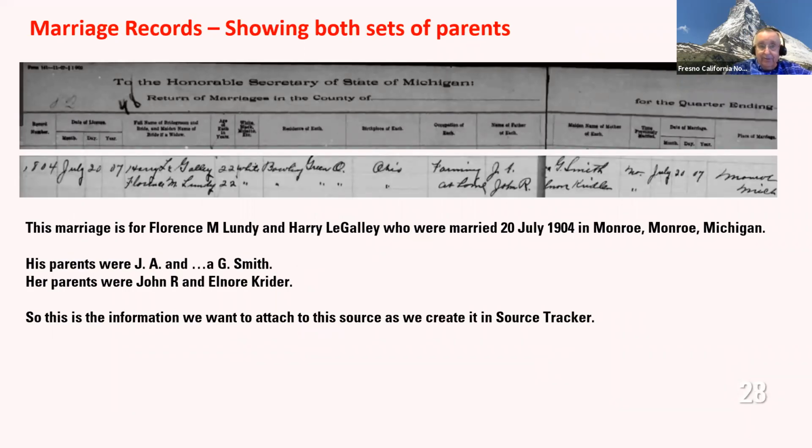Now, the marriage record, that's always fun. This is a marriage record where the couple's parents are both listed. So Florence Lundy has parents John R. and Eleanor Kreider, and Harry Legale has parents J.A. and something G. Smith. They married in 1904 in Michigan. So we want to use Source Tracker for this. This is a great example of poor Source Tracker going crazy.